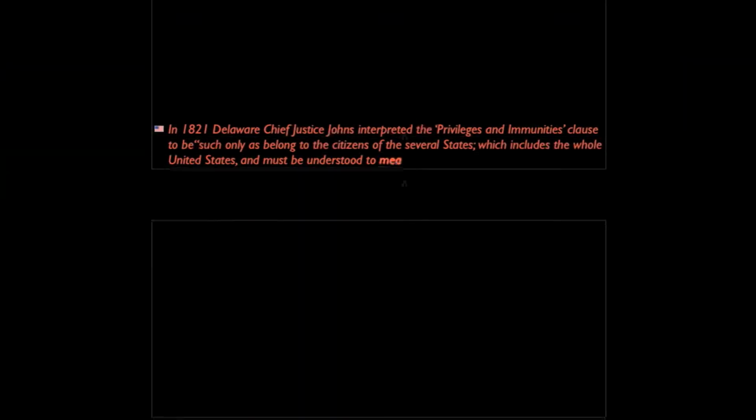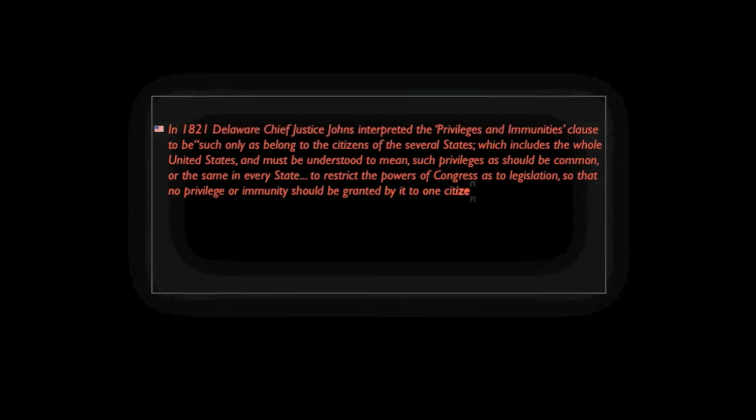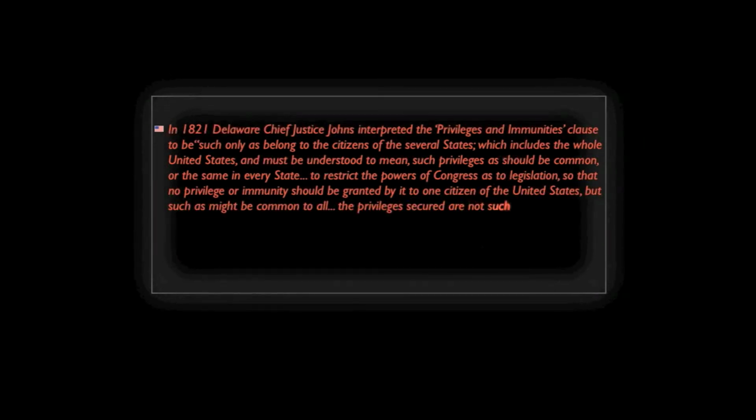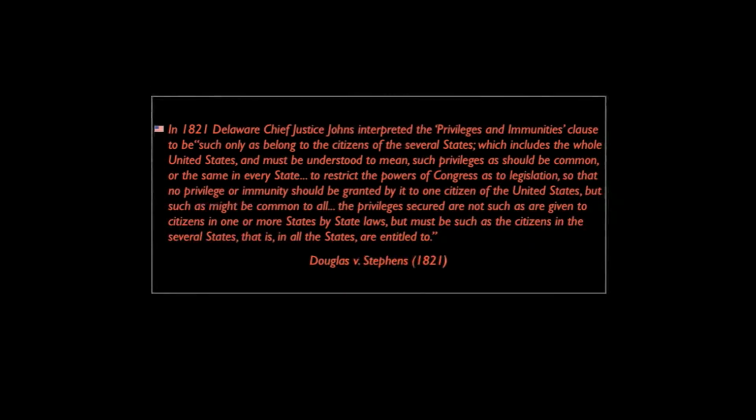Thank you. But Taney wasn't the only one who spoke on this, who defined the Privileges and Immunities Clause. In 1821, Delaware Chief Justice Johns interpreted the Privileges and Immunities Clause to be such only as belong to the citizens of the several states, which include the whole United States, and must be understood to mean such privileges as should be common or the same in every state, to restrict the power of Congress as to legislation, so that no privilege or immunity should be granted by it to one citizen of the United States, but such as might be common to all. The privileges secured are not such as are given to citizens in one or more states by state laws, but must be such as a citizen in several states, that is, in all the states, are entitled to.